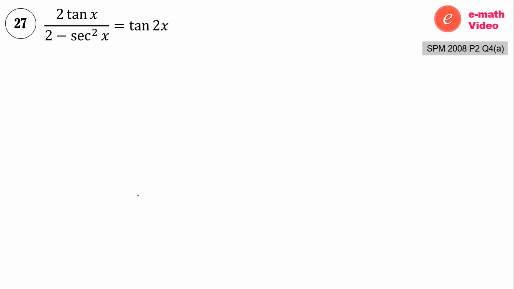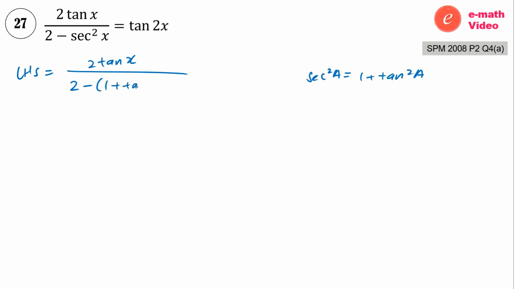Number 37. Still SPM past year question. Okay, this one is actually very easy. Okay, on left hand side, we just copy 2 tangent x over 2 minus. Okay, look at your formula list. Which formula has secant and tangent together? Is the secant square a equals to 1 plus tangent square a. So, I will just sub it into here.